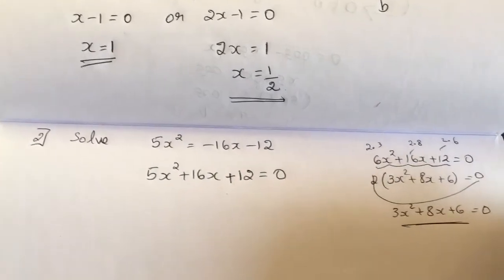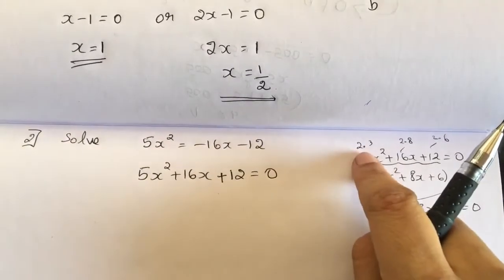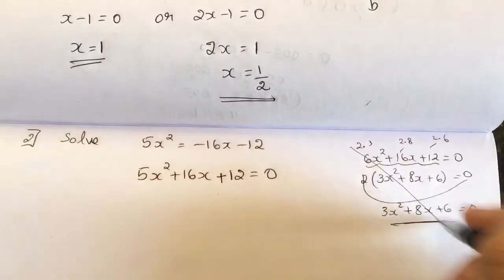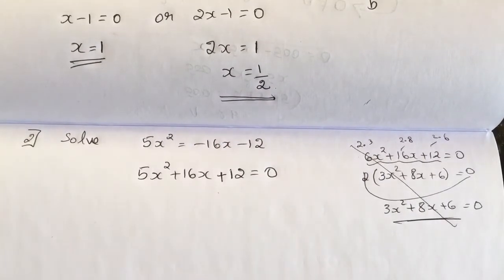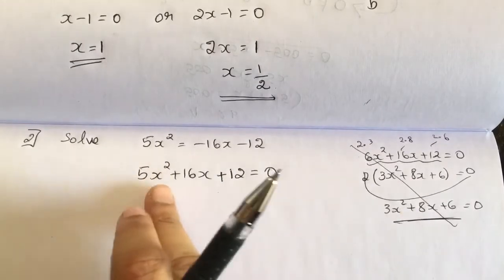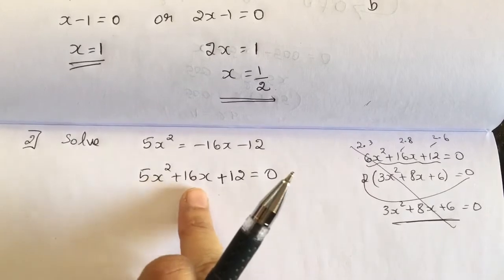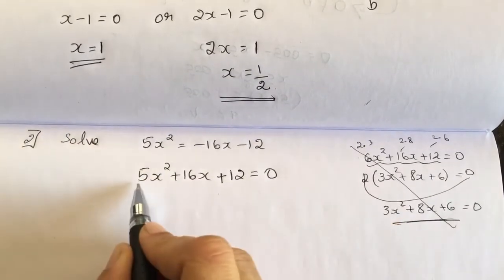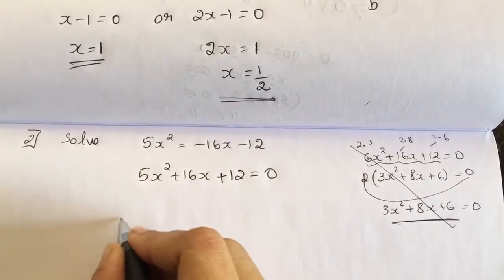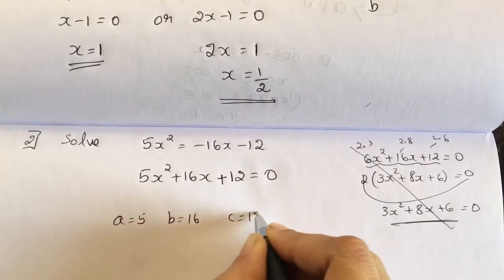So you have to check with the coefficients. Sometimes they can be the multiples of the same number. Here this is not the situation. I just mentioned the situation. Here what you have to do is solve by factorization method. You have to calculate the value of x by factorizing the middle term. So a value is 5, b is 16, c is 12.